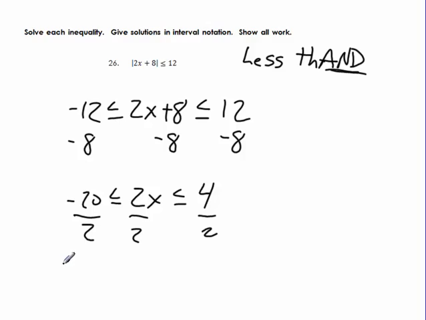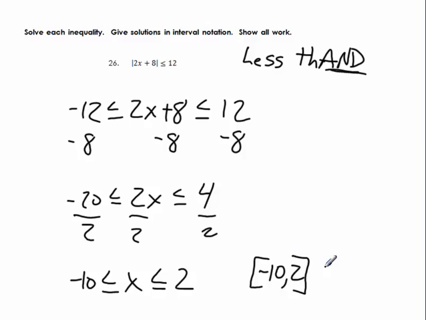My eraser there. All right, so negative 10 is less than or equal to x, which is less than or equal to 2. So I want to give that in interval notation. Well, this symbol here tells me it's included. So given my answer in interval notation, x can take on values between negative 10 and 2, and I'm including both of them. So here's my answer using interval notation. Again, it's brackets, negative 10 to 2, brackets.